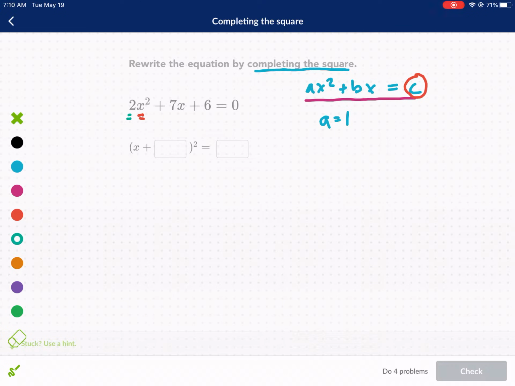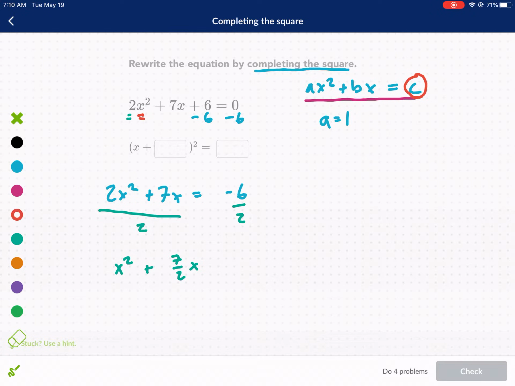Okay, so again, we need to get that c over to the other side, so I'm going to go ahead and rewrite this problem. 2x squared plus 7x, but this time I'm going to subtract 6 from both sides, so I get equals negative 6. Now we still have the issue of this 2 out in front of the x squared term, so I'm going to divide everything by 2. So then we're left with x squared plus 7 over 2x. I'm going to put a little space here.